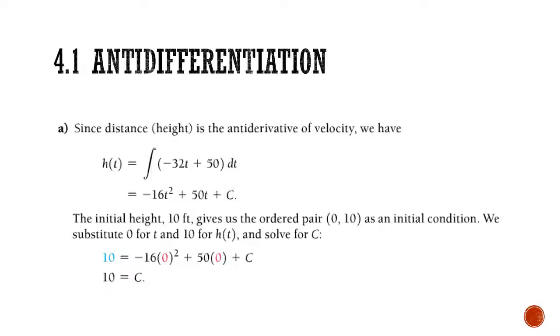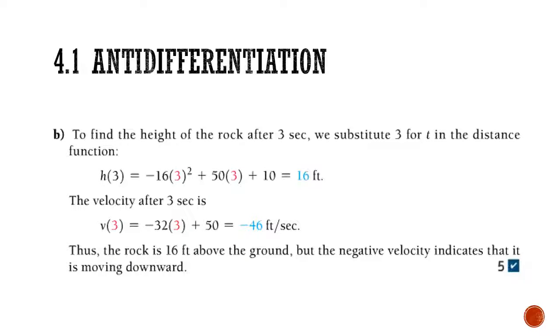Okay, so for A, our formula is we're going to take the integral of -32t plus 50 dt. That gives us negative 16t squared plus 50t plus c. Now, we know that the height is 10 feet when time equals 0. So we're going to put in 10 for h and 0 for t, and we get that c is 10. So our final form of that equation is negative 16t squared plus 50t plus 10.